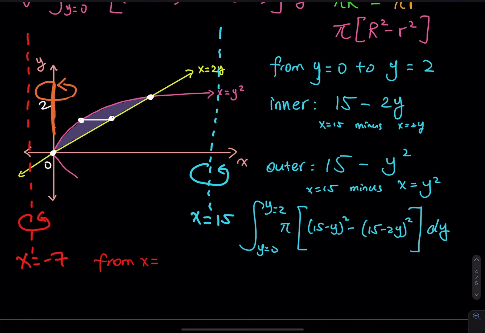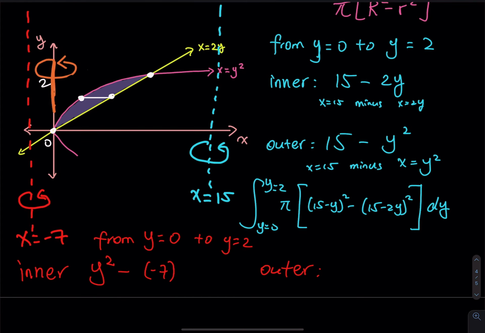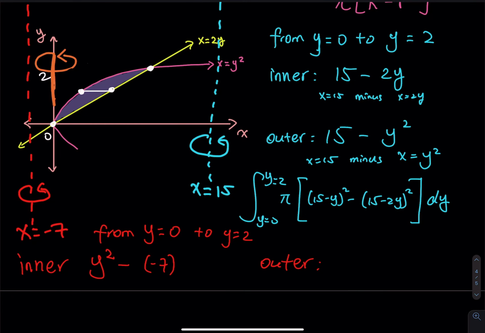Where is the inner? And then where is the outer? Okay, which point is closer to the dashed line? Or which graph, which curve, or which line? So I can see that the curve, the y squared, is closer to the negative 7, right? So I will be using right minus left. Then that will be y squared minus negative 7. And this is x, to be specific, this is x equals y squared minus x equals negative 7.